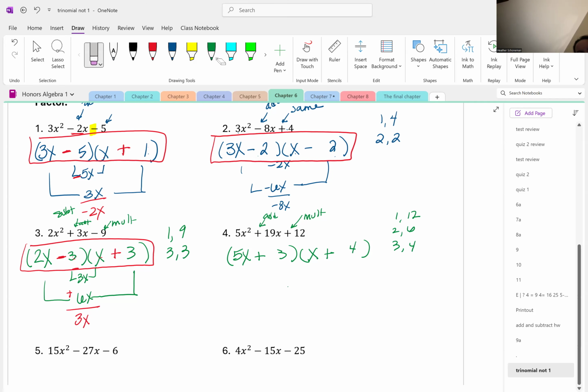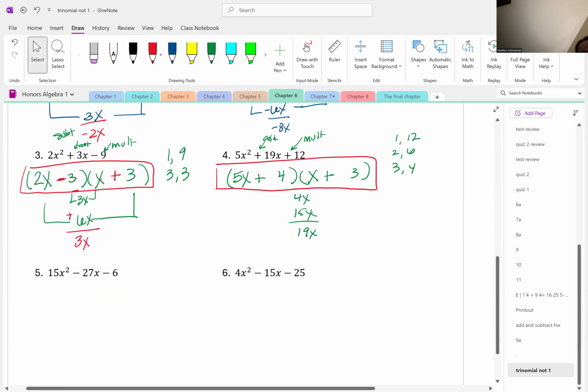That definitely is not going to work. Okay, if we did it the other way, that would give me 4x and 15x. Oh, 4 and 15 does give me 19x, which is what I'm looking for. And so we know that this has got to be the correct answer.